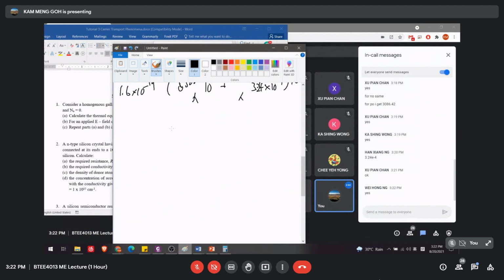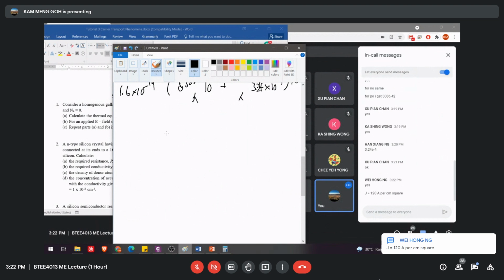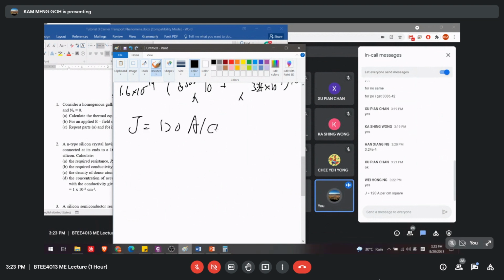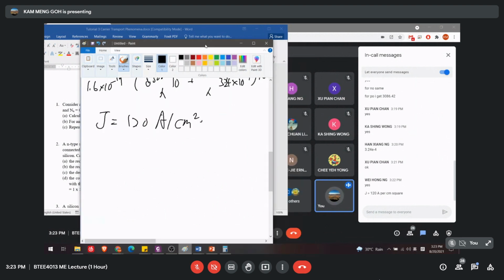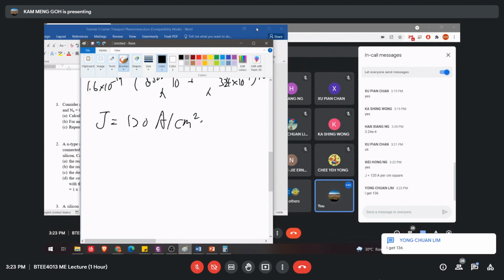Question 1B. J equals 120 A per cm square. Okay, the rest of you, do you get the same answer? Lim Yongchuan, do you get the same answer as your friend? Lim Yongchuan, are you here? You get 136.